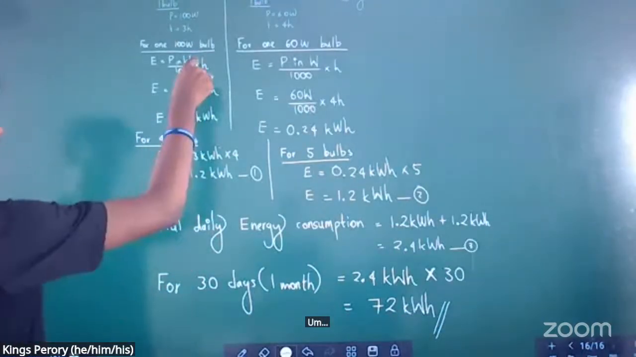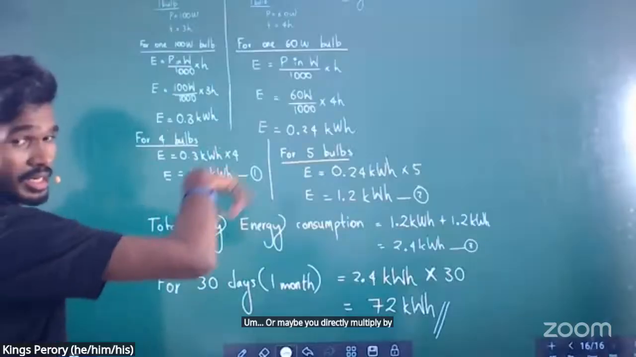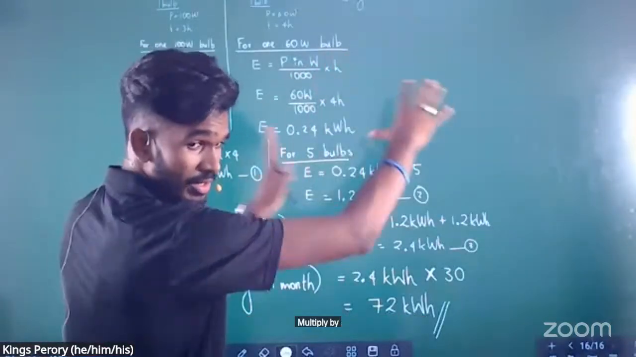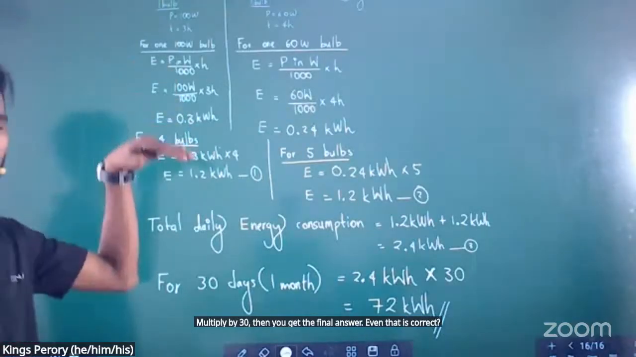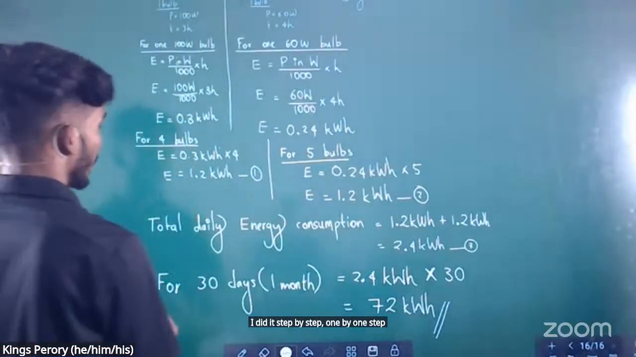Or maybe you directly multiply 4 by 30, 2 by 30, then you get the final answer. Even that is correct. I did it step by step, one by one.